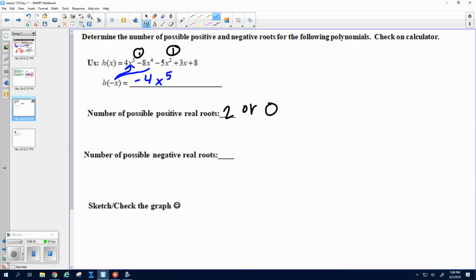Now let's plug the negative x into the next term. So we have x to the 4th. So negative x to the 4th, is that going to be positive or negative? Positive, meaning it does not change the sign. So this is going to stay negative 8x to the 4th. If I plug in a negative x, do you want me to write out negative 8, negative x to the 4th? This becomes positive. Right? Negative times negative times negative times negative.